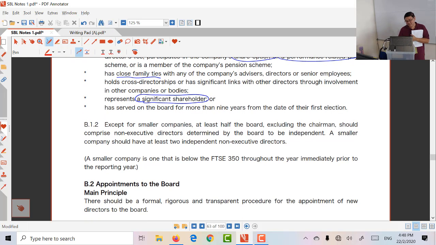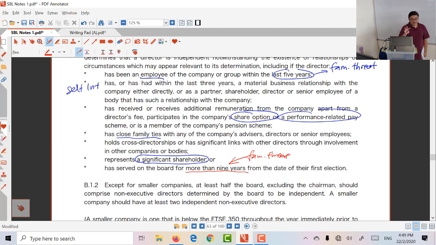Okay. Now, serve on the board for more than 9 years. What's wrong when a director serves more than 9 years? Why would a long-serving director not be independent? Basically, you get to know them very well already, okay? So the familiarity threat increases. Now, these are 7 things.